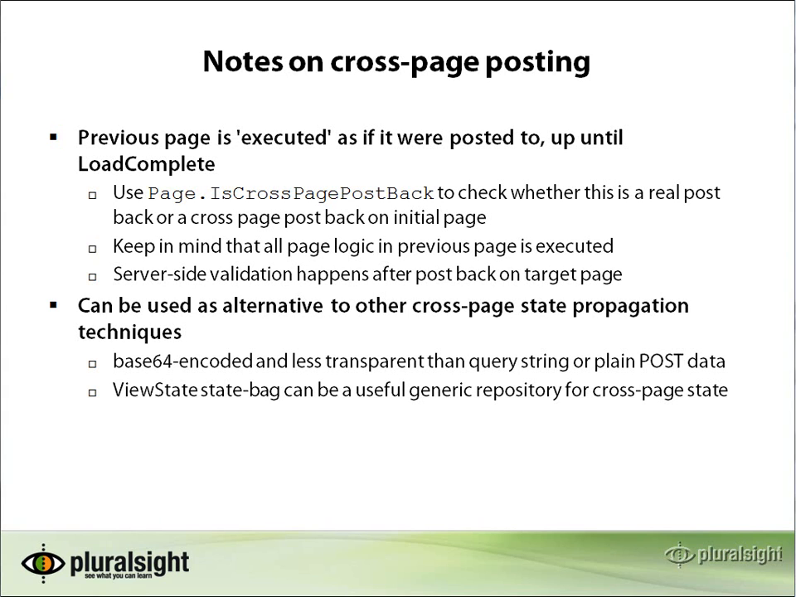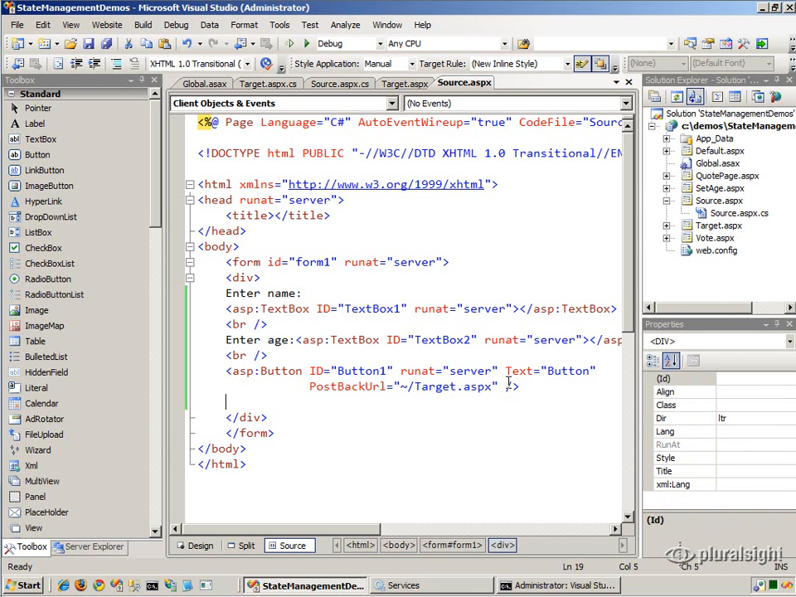There are a couple of notes I wanted to point out on this cross-page posting mechanism in ASP.NET that you should be aware of if you're going to be using it. One is the previous page is actually going to be executed as if it were posted to, up until the load complete event of the page lifecycle, on the processing of the cross-page post. Let me demonstrate this real quick so it's very clear what I'm trying to describe. To show you what's happening, I'm going to go into my source page.